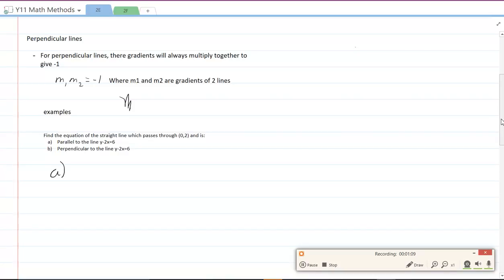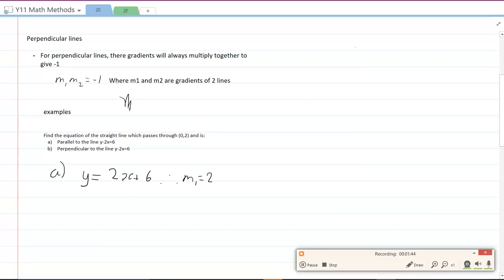The example we're going to go through is: find the equation of the straight line which passes through the point (0, 2) and is parallel to the line y minus 2x is equal to 6. When we look at a question like this, immediately you should be thinking, we've got the point, and we can find the gradient because we've got a parallel line, and therefore we can solve it. With this line, y minus 2x is equal to 6, we can find the gradient by simply getting the 2x to the other side and making y the subject. So y is equal to 2x plus 6. Therefore, m1 is equal to 2.